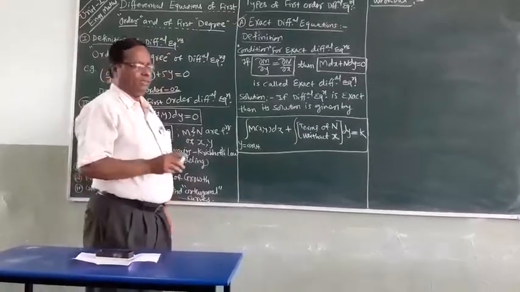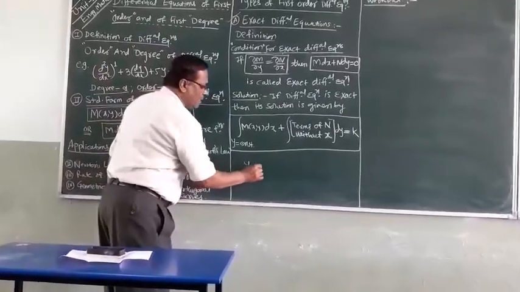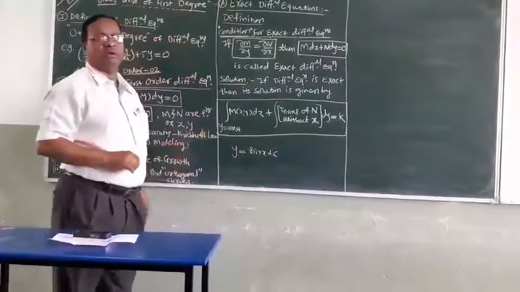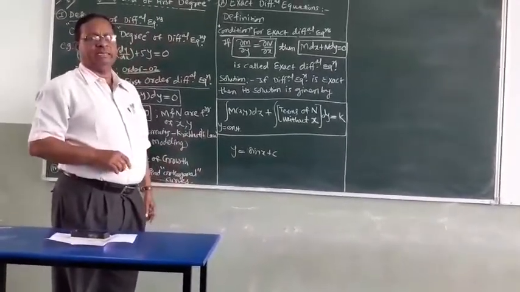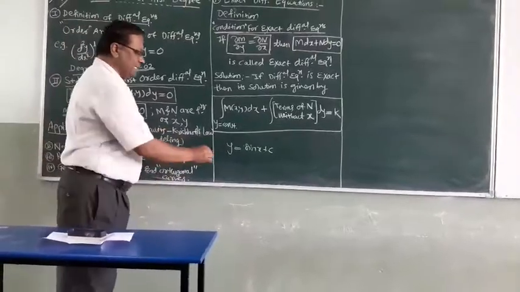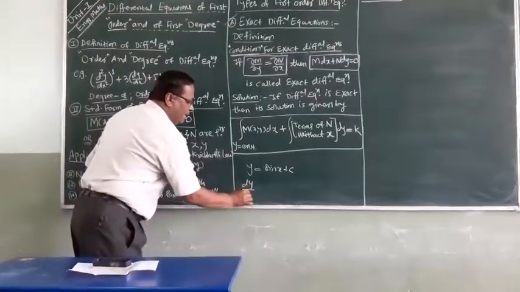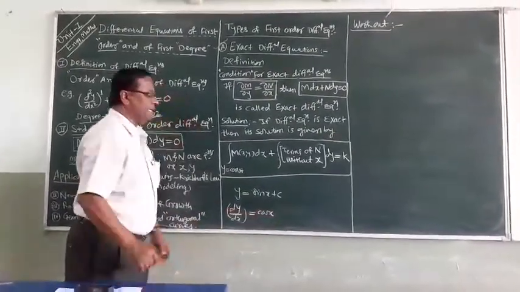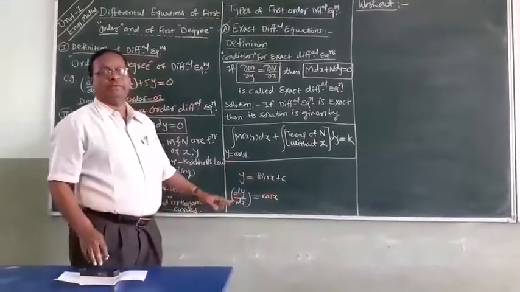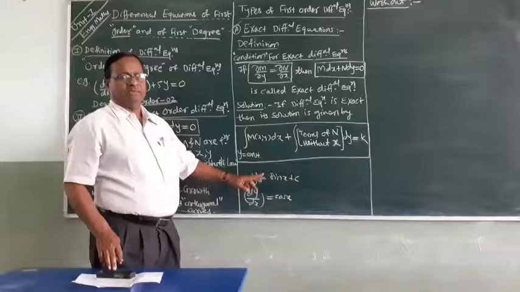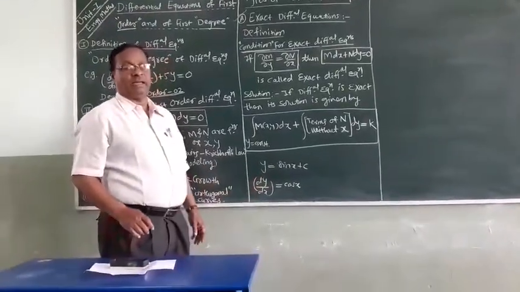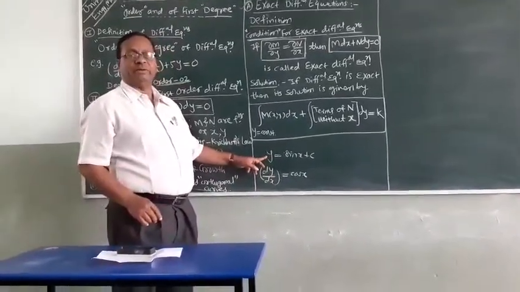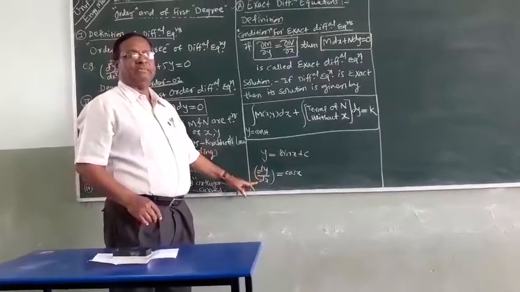For example, suppose y equal to sin x plus c is a solution of a particular differential equation. Then I will just differentiate this once, so dy by dx will be equal to the derivative of sin x, which is cos x, and the derivative of the constant is 0. This is known as an exact differential equation, because we have obtained it from its primitive or solution just by differentiating once.